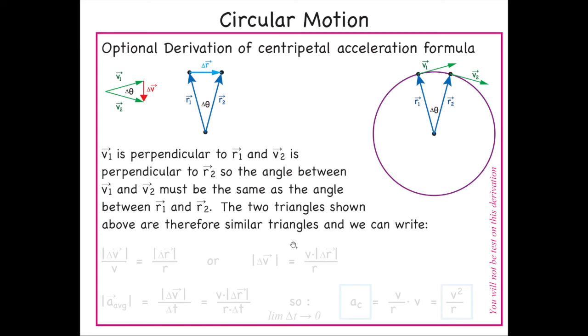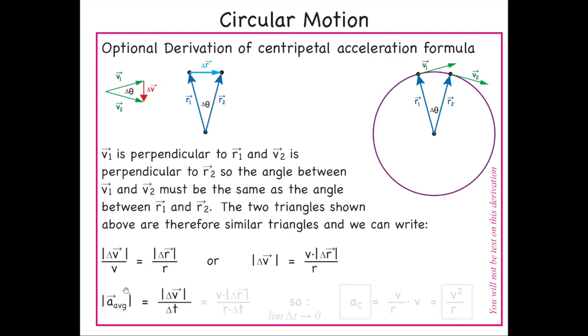And therefore, we can write the ratio of the magnitude of the delta v vector to the magnitude of either one of these instantaneous velocity vectors has to be the same as the ratio of the delta r vector to either of these individual r vectors. Rewriting this slightly by bringing the v over to the other side, we see that the magnitude of delta v is equal to v times the magnitude of delta r over r.